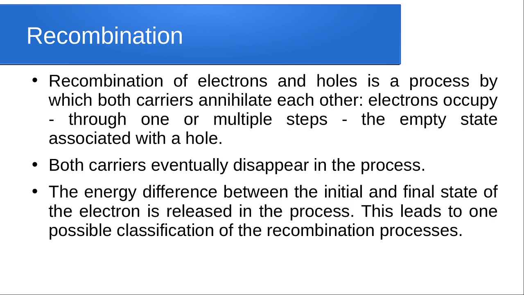As in the case of generation, we said whenever an electron is generated, correspondingly a hole is generated, and that is why it is called an electron-hole pair. Similarly, in case of recombination, whenever an electron comes and occupies the space of a hole, both electron and hole disappear. And this process is known as recombination.